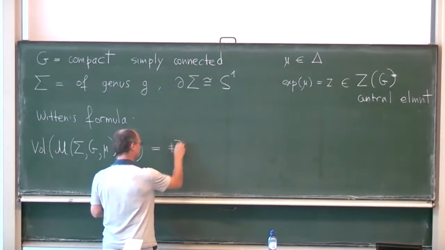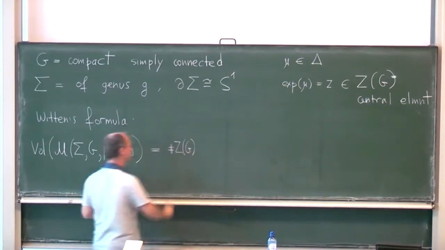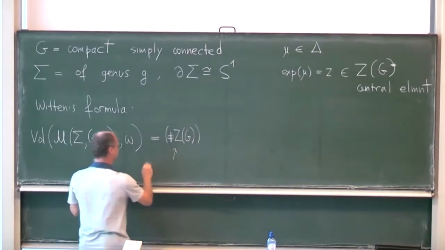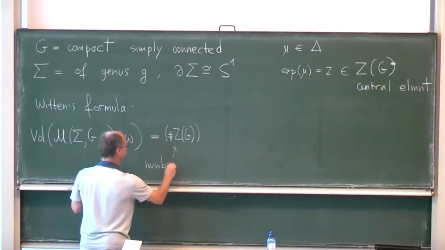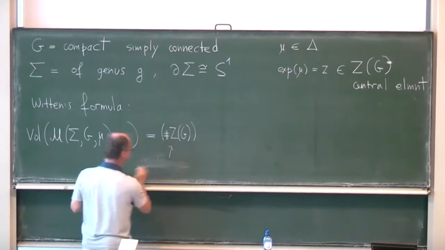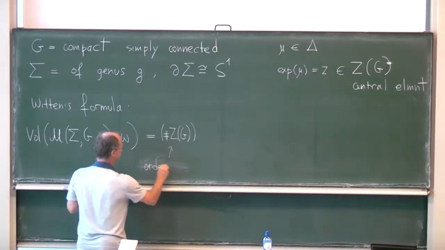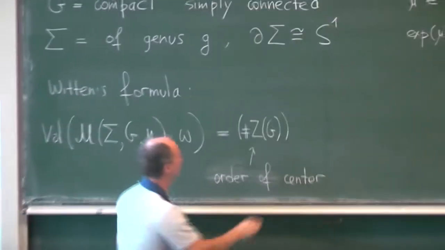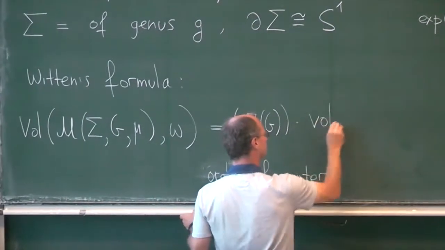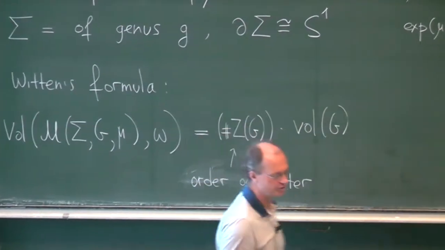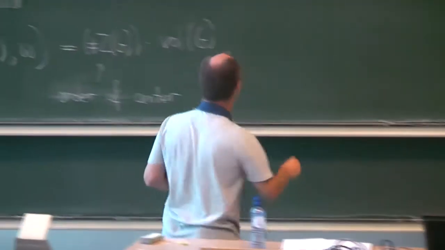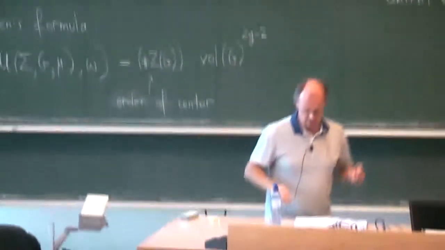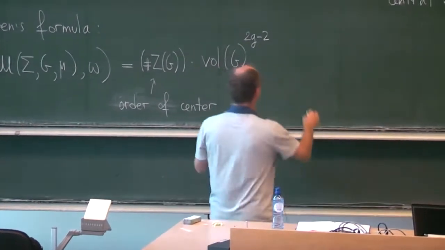Now, what is the answer? First of all, there is the number of central elements of G, the order of the center. Then there is the volume of G to the power 2g minus 2. I'll say some words about this volume in a second.